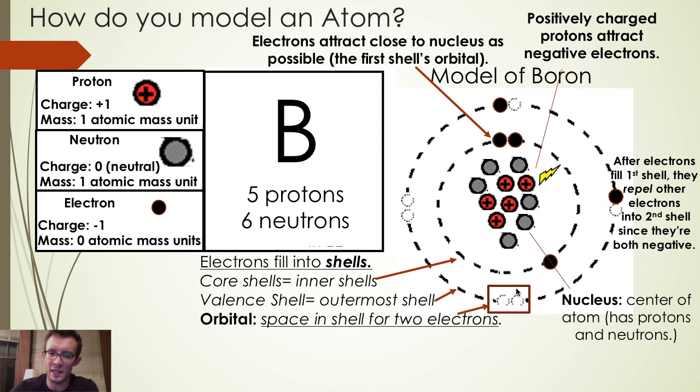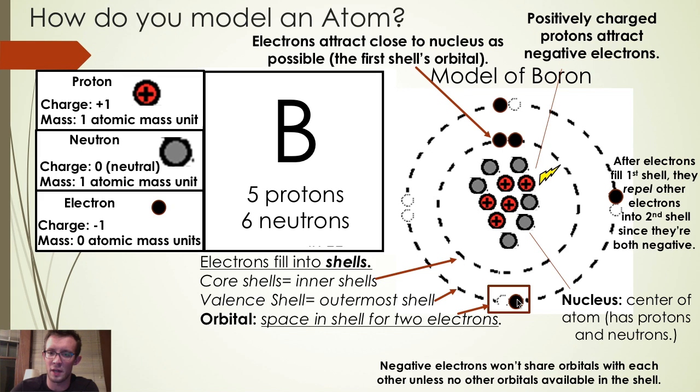And what you'll notice is that these electrons in the outer shell won't share orbitals with each other. They're all in separate orbitals. Unless there's no other space available in that shell, these electrons are negative, so they'll repel as far away from each other as possible. And that's it.